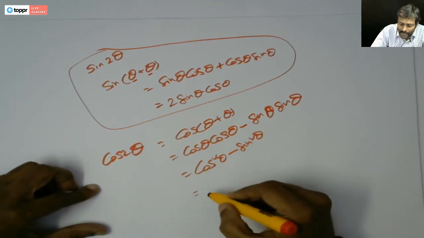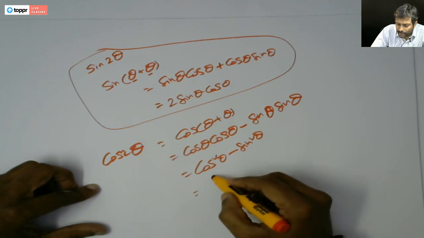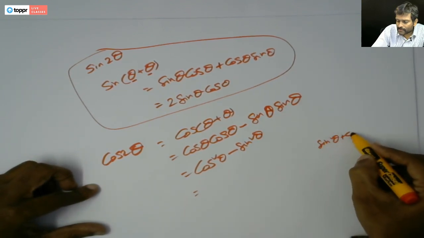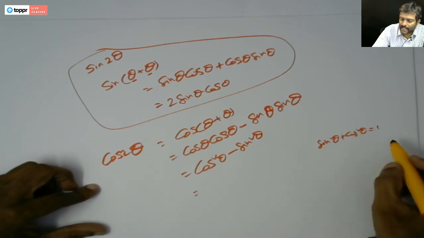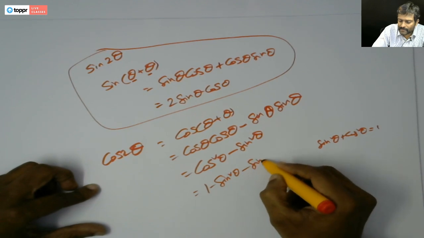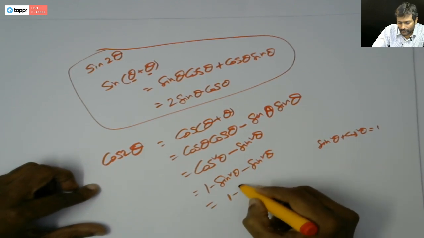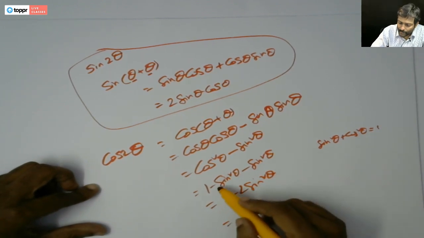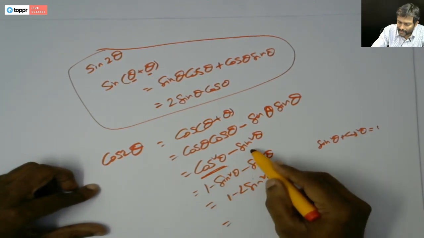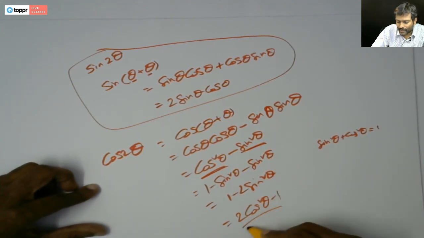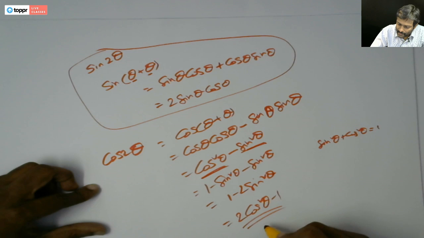This can also be written as, since we already know, what do we know? Sine square theta plus cos square theta is equal to 1. From that I can write this as 1 minus sine square theta minus sine square theta, which is 1 minus 2 sine square theta. Or this can also be written as, if I don't change this to sine and I just change this to cos, I get 2 cos square theta minus 1, right? This is one more value.